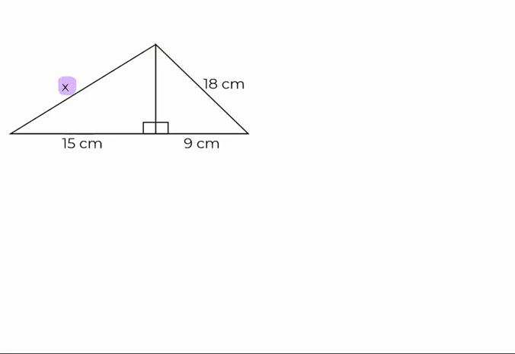Now, in order to find an unknown side of a triangle, we need to know two other sides of that triangle. We know the 15, but we don't know the other side of that triangle. Fortunately, we can find that by using the other right-angled triangle, this one here, because we know the 18 centimeters and we know the 9 centimeters. So let's call this unknown side here y.